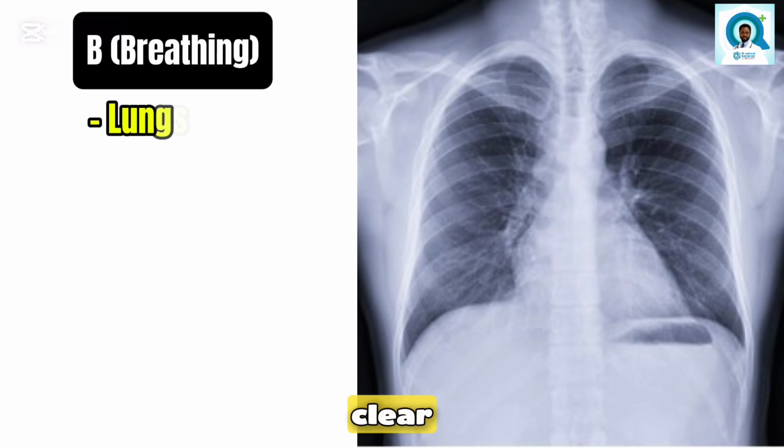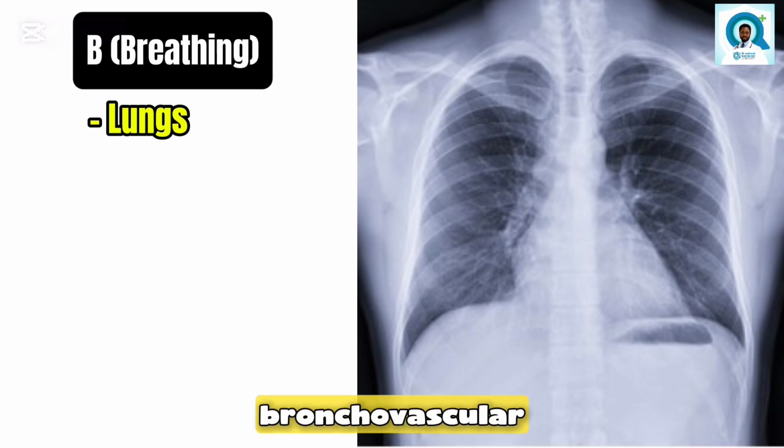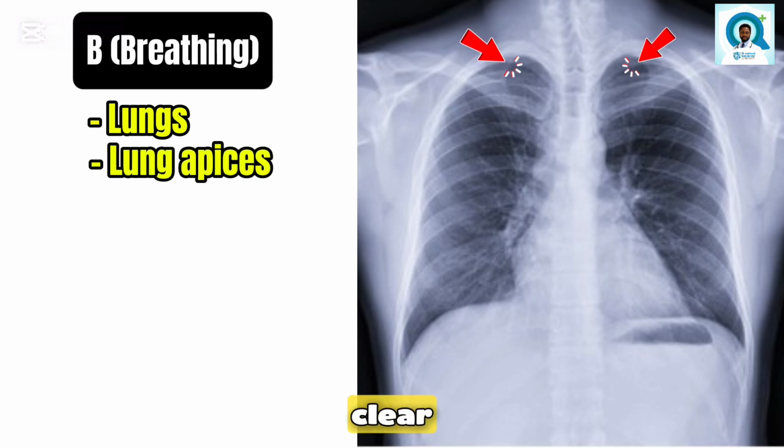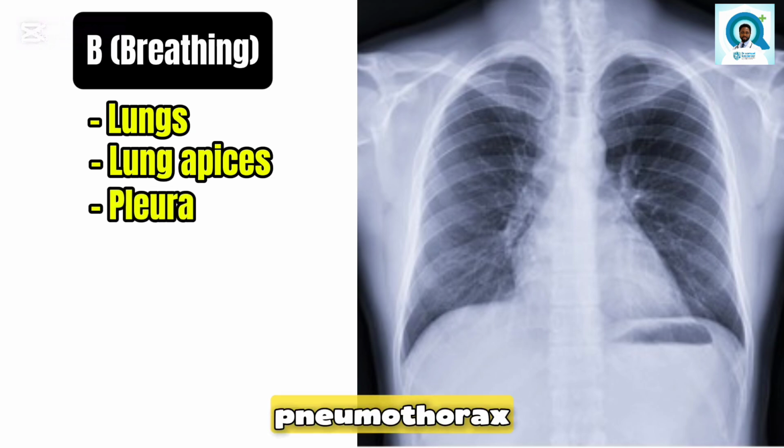Both lung fields are clear with normal bronchovascular markings. There are no focal opacities, consolidations, nodules, or interstitial markings. The lung apices are clear with no evidence of apical fibrosis or masses. There is no evidence of pneumothorax or pleural effusion.